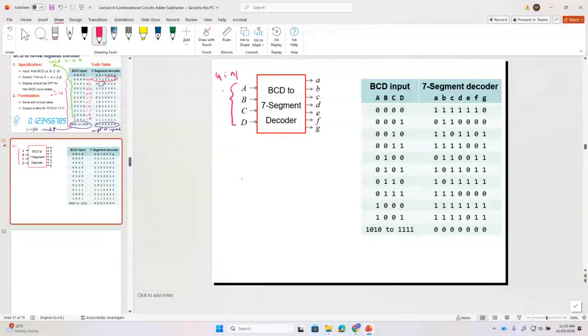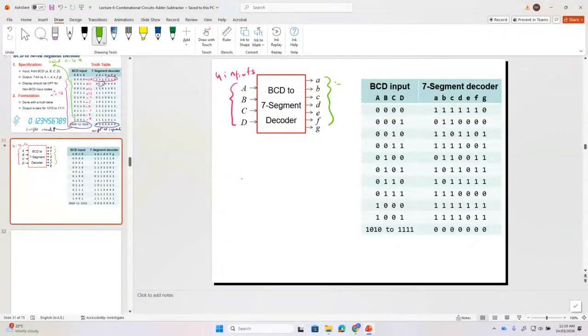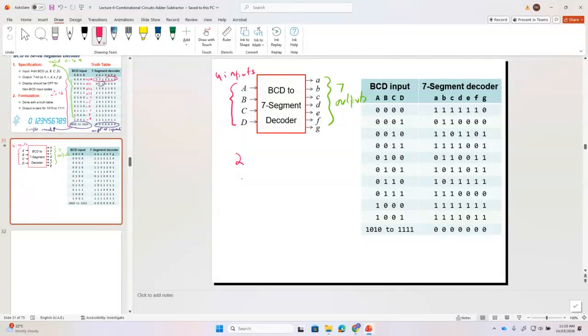4 inputs. And how many outputs are there? 7. Now, if you have 4 inputs, how many combinations do we have? 2 to the power 4 is equal to 16 combinations.